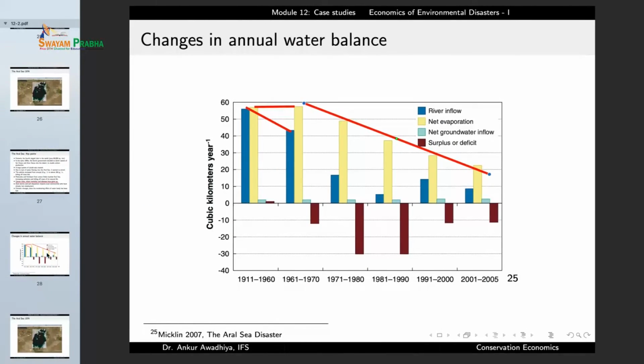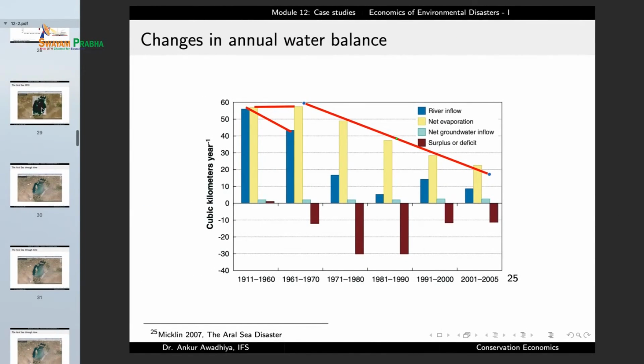which means that in 1 year, the amount of water that is being lost from the sea is 30 kilometers multiplied by 1 kilometer in height and 1 kilometer in width. So that is the amount of water that the lake is losing every year. And how does that loss look like?